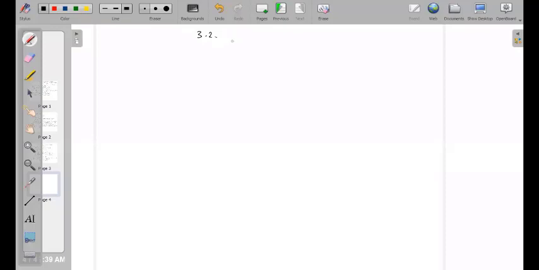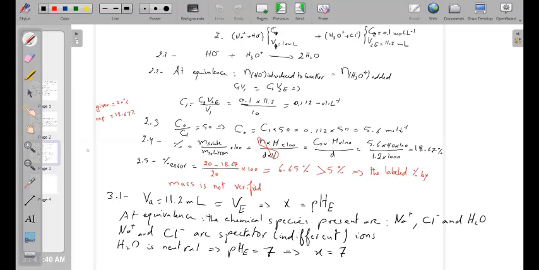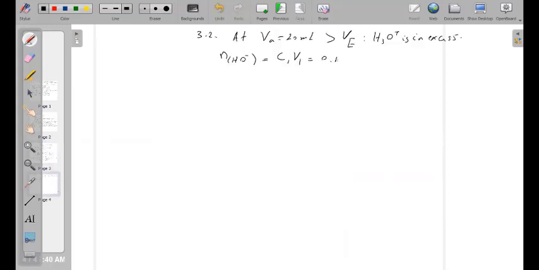3.2. At VA equal 20 milliliter, bigger than VE, H3O plus is in excess in this case. We calculate the number of mole of HO minus, which equals CB times VB. That means C1 times V1. C1 equals, by calculation, 0.112. V1 equal 10 milliliter. That means 10 times 10 negative 3.